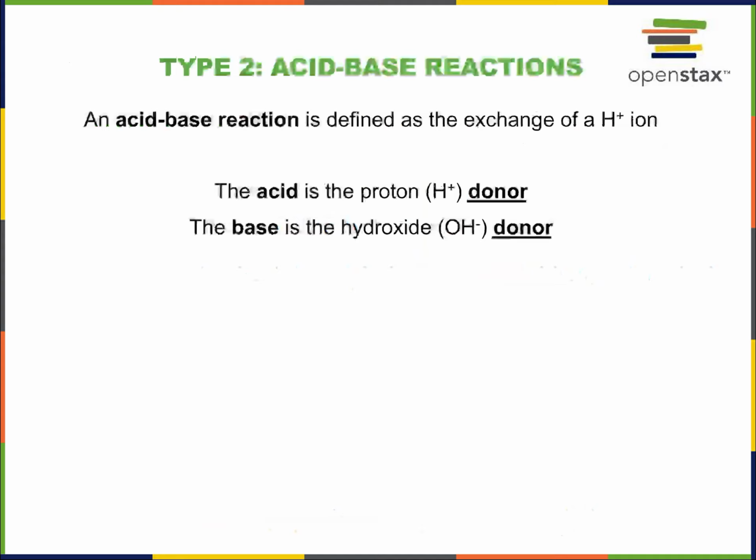The acid-base reaction is our next type of reaction. An acid-base reaction is defined as the exchange of an H+ ion, also known as a proton. The acid reactant will be the proton donor, and the base will be the hydroxide donor. Next semester, we will spend an entire chapter learning more about acid-base chemistry.